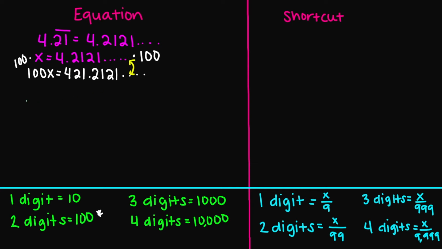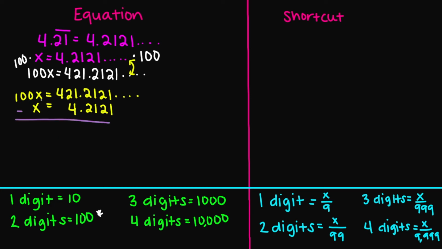However, I'm going to rewrite my equation so that 100x is on top. So 100x equals 421.2121 repeating. And then x is going to be here. Now I'm going to subtract. So 100x minus x, this is going to be 99x. And then 421 minus 4, this is going to be 417. And then the 21s here are going to cancel out.